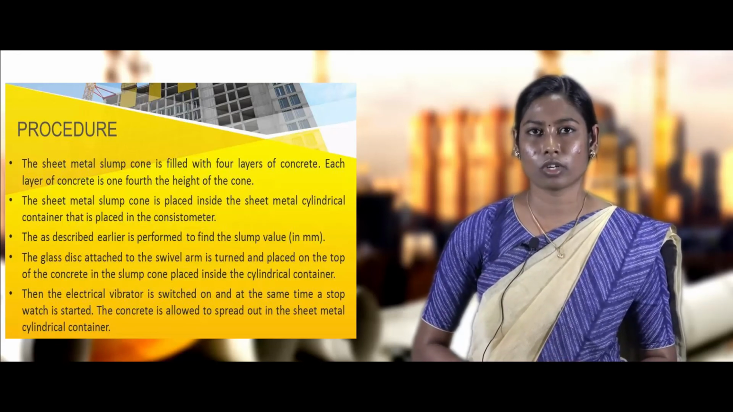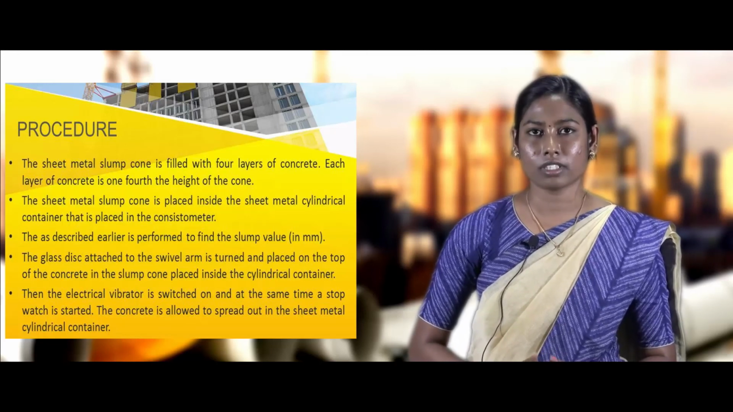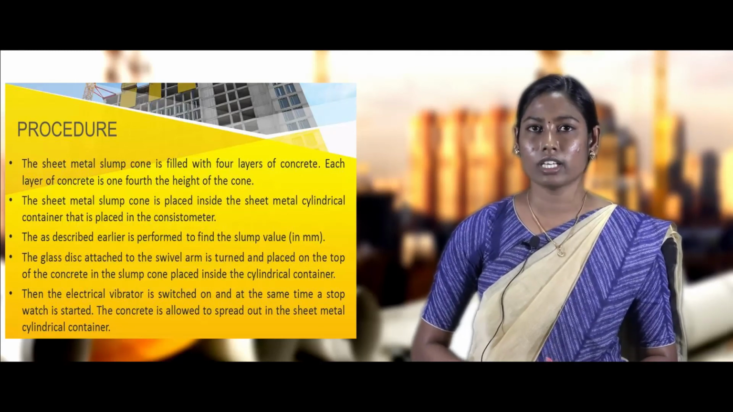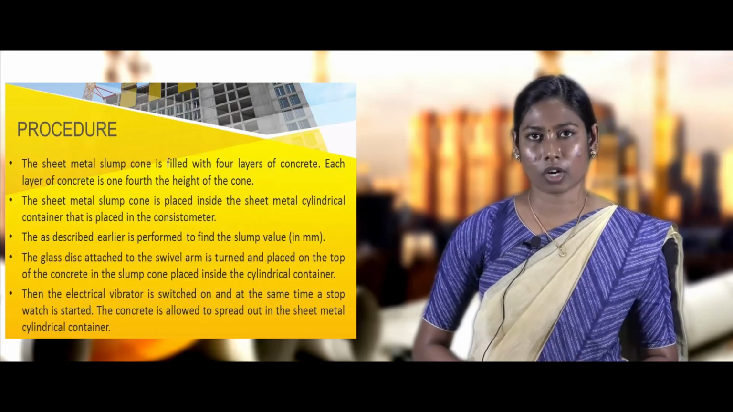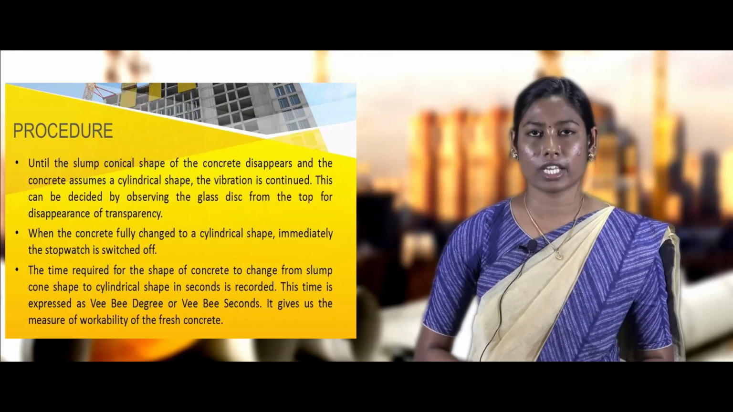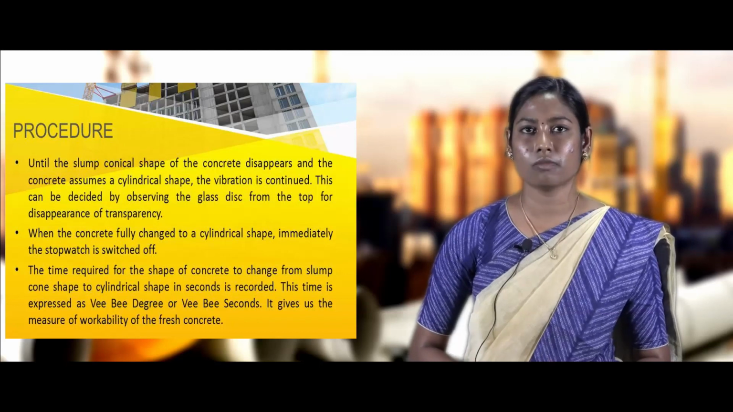After that, remove the mold vertically up without disturbing the concrete. Then place the glass disc again on top of the concrete and measure the final reading. After that, turn on the electrical vibrator machine. Then switch on the stopwatch until the concrete is remolded and the surface of the concrete becomes horizontal. Continue the vibrations. Once the surface of the concrete becomes horizontal in the cylindrical part, turn off the machine and stopwatch. Then record the time, which is the VB seconds.